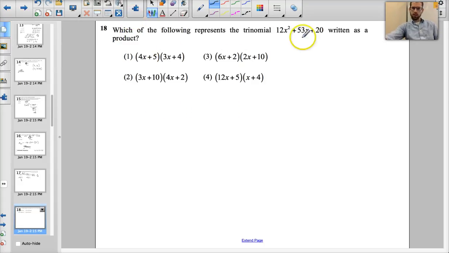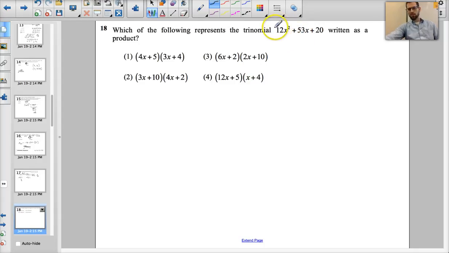All right, so I see, wow, it looks like I don't have a GCF here because that's an even number, that's an odd number, that's an even number. I think 53 is probably prime. I can't think of it on my times table anywhere. So I'm just going to have to use AC method on this thing. Looks like it's going to be a bit of a doozy.